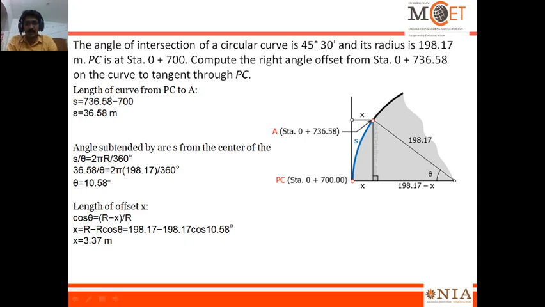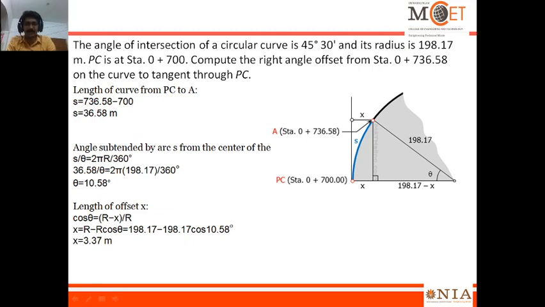So let's see, the length of the curve from point of commencement to A, from here to here, we need to determine the length of the curve. What is given is 0 plus 700 meter, that is, from the starting point plus 700 meter, and it continues from 0 to 736.58. So the length of the curve s is equal to 736.58 minus 700, which gives 36.58 meter, right?